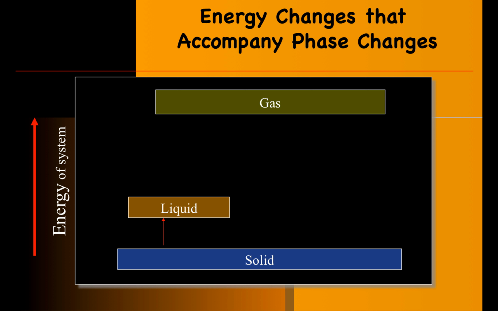In order to change a solid to a liquid, the solid must absorb energy. This is melting. Melting is an endothermic process. When a liquid changes into a solid, energy must be released. When a liquid changes into a solid, it's called freezing. Freezing is an exothermic process.